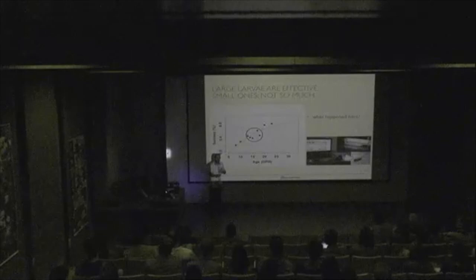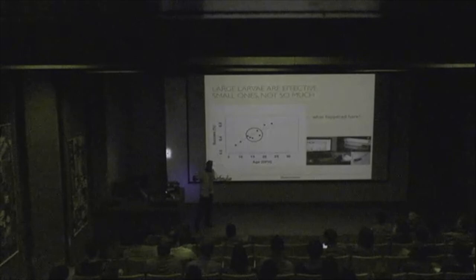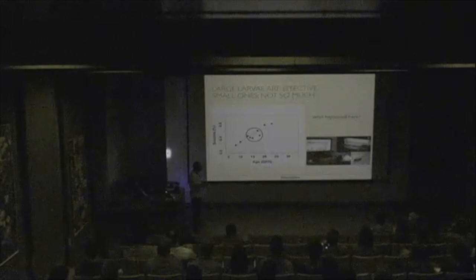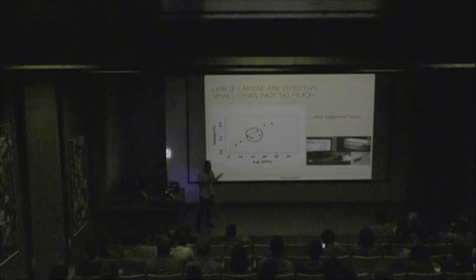So they pass this threshold of low viscosity, they get larger, and they can move the water faster, so they go into a regime of high Reynolds number. What happens here? Why do some larvae succeed and some larvae fail? What's the proximal mechanism that determines failure and success?